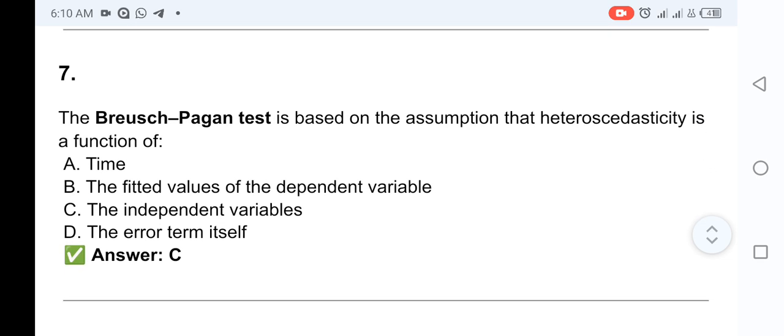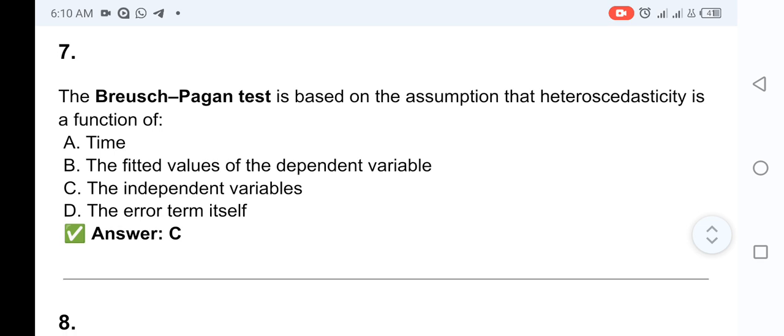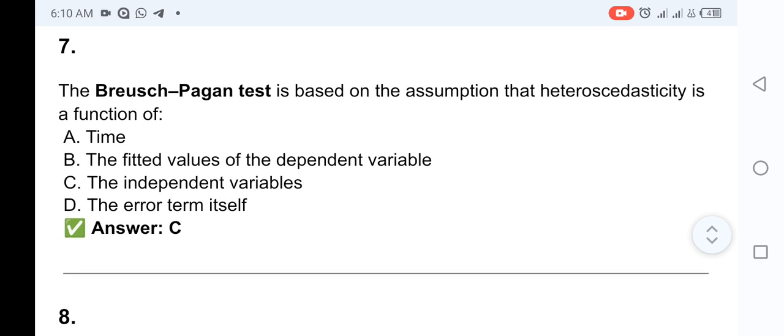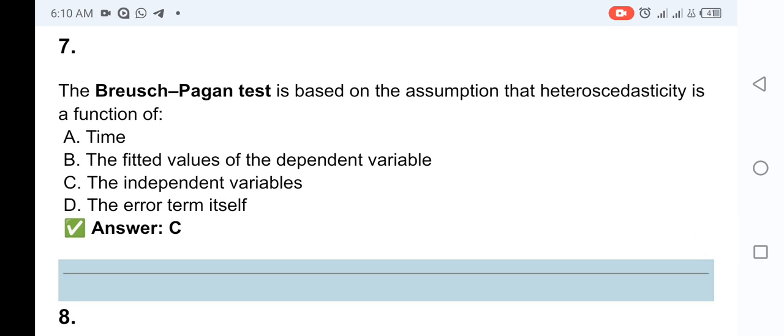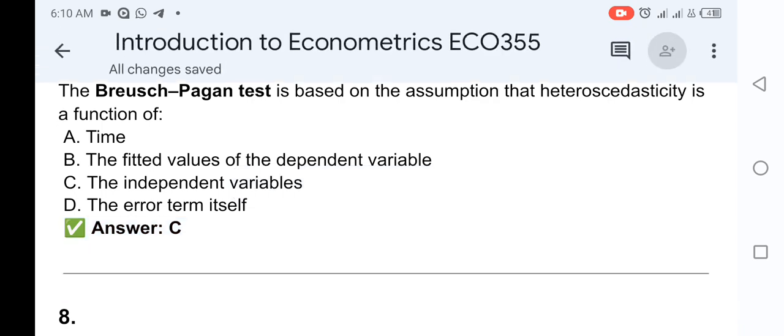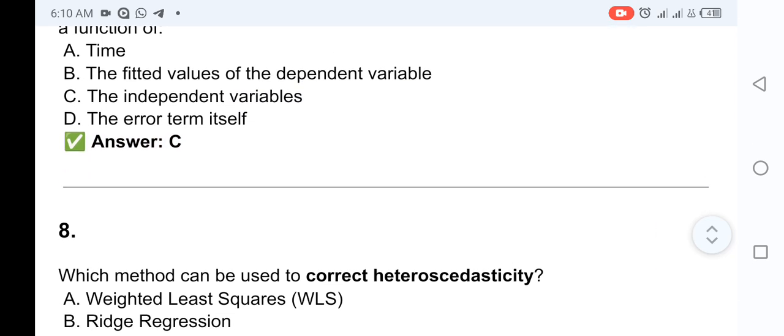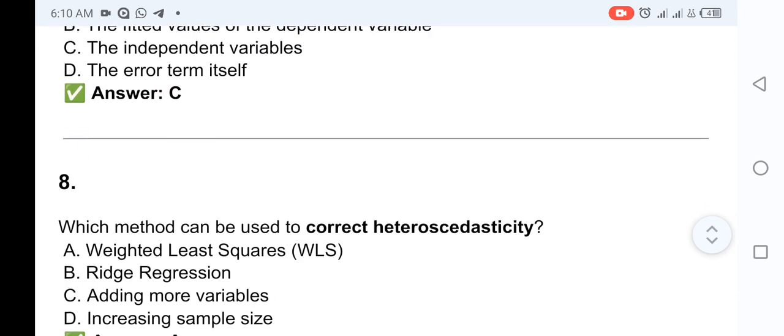7. The Breusch-Pagan test is based on the assumption that heteroscedasticity is a function of: A. Time, B. The fitted values of the dependent variable, C. The independent variables, D. The error term itself. Answer C.